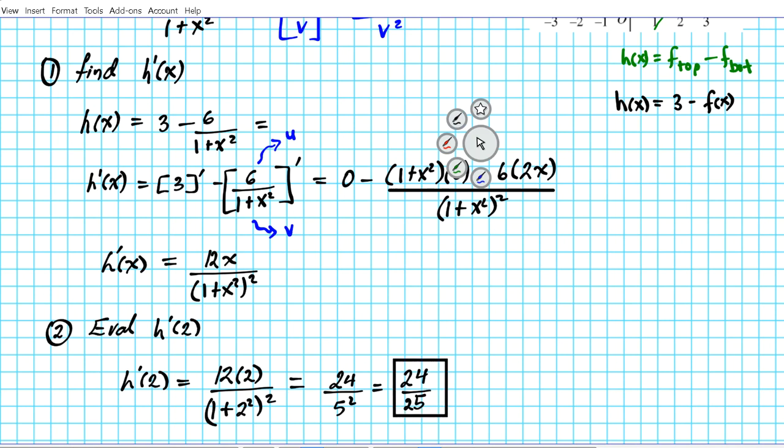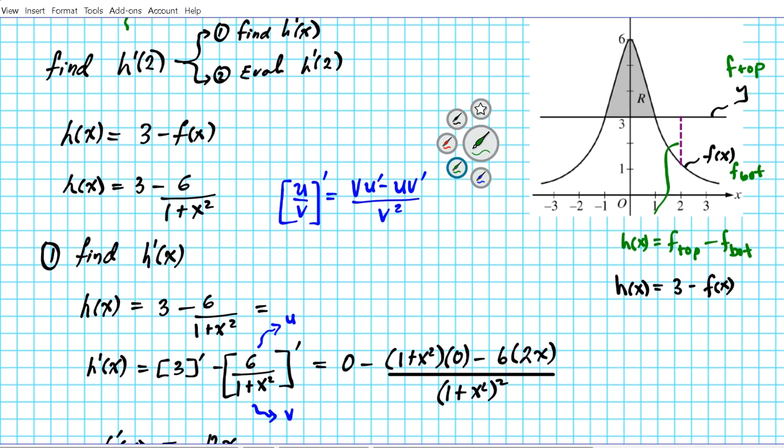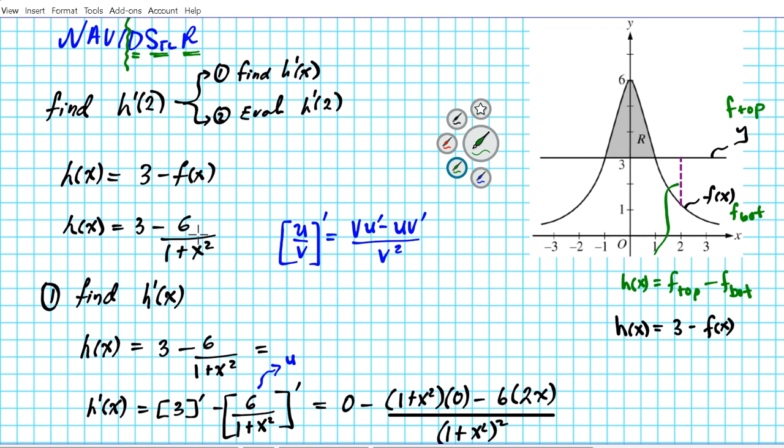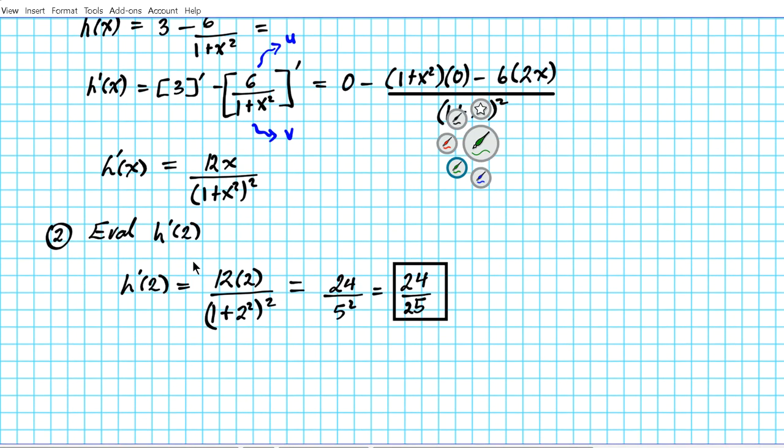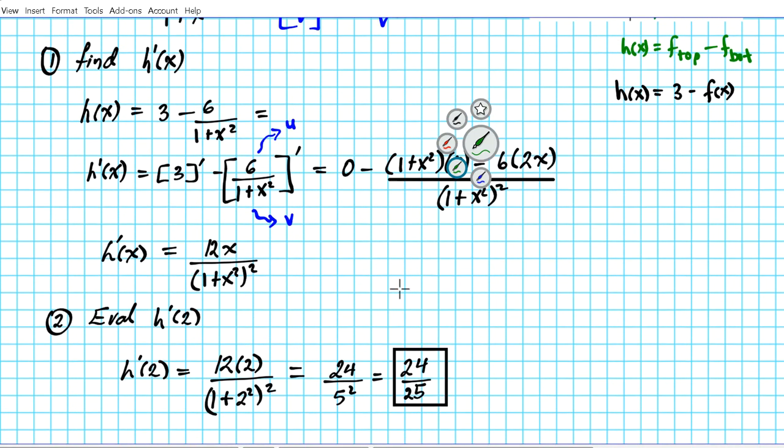Okay, all right, so this one is a 3-pointer also. First point is accurately determining what the function h of x is, f top minus f bottom at x equals 2. So you get 1 point for that. You get another point for differentiating correctly, finding what h prime is using the quotient rule. And then lastly, you get another point for evaluating the derivative at the specified x value, for a total of 3 points for question number 4C.